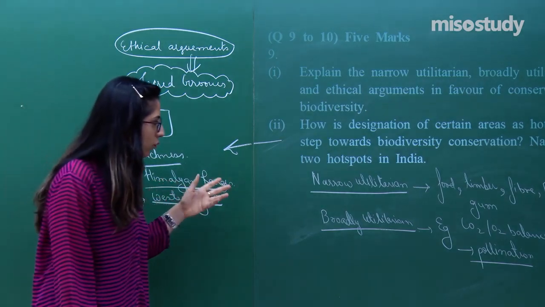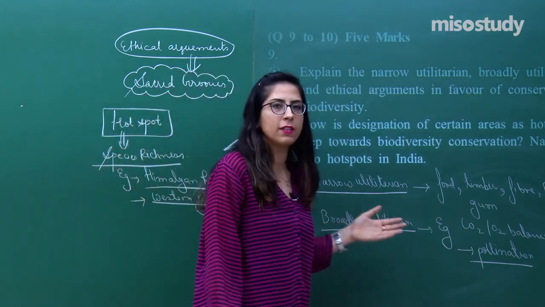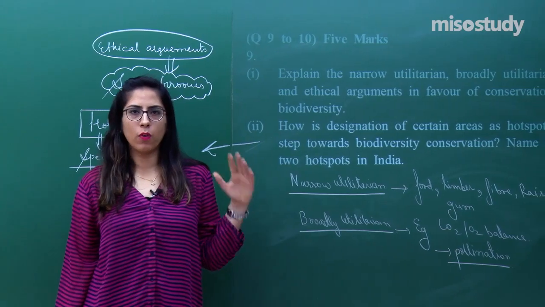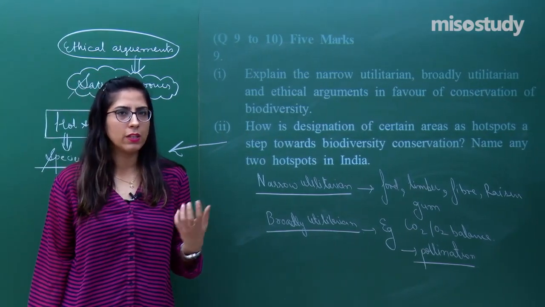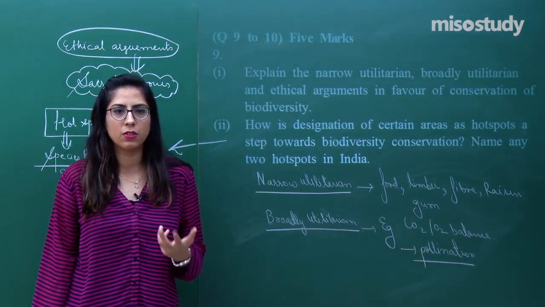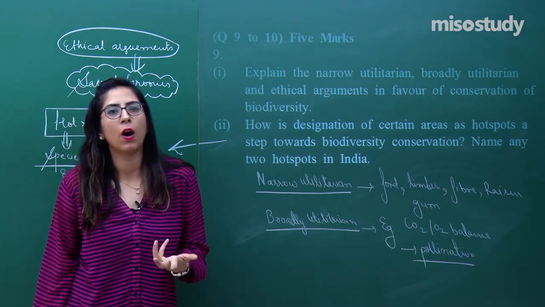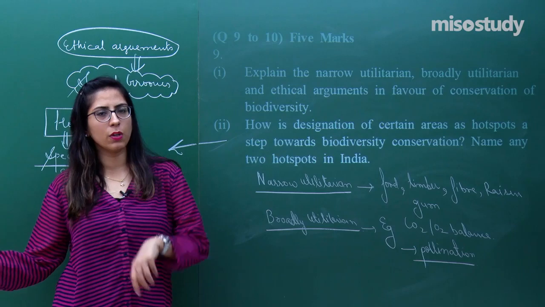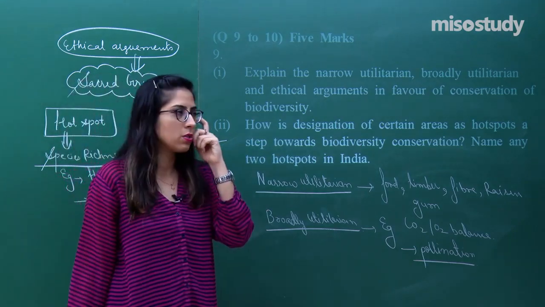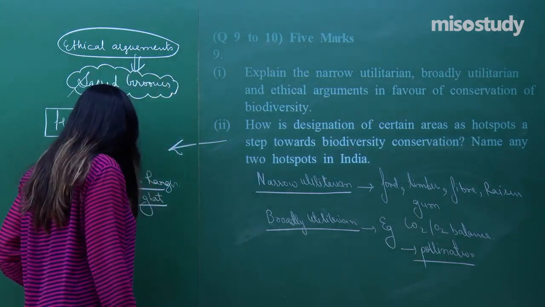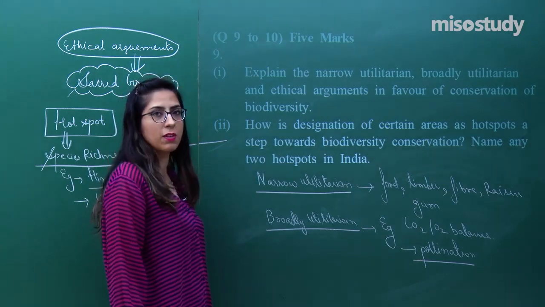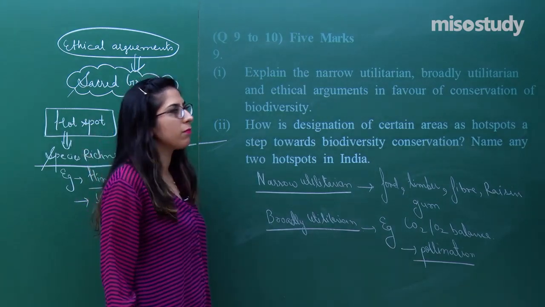I have just written a few words for the narrow utilitarian, but in the sessions we have learnt about these in detail. This is just an introduction to tell you what you have to write. How much you have to write, we have explained in the sessions. You can go back and watch those sessions. Now let's move on to the next question. If I start writing about this question for 5 marks or 3 marks, it will take a large amount of time for me.